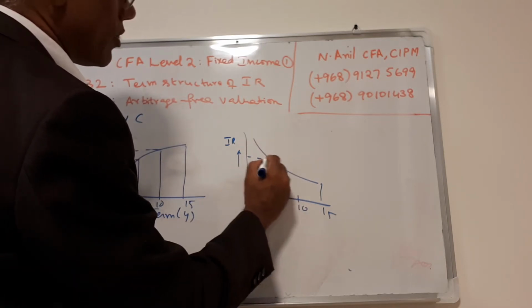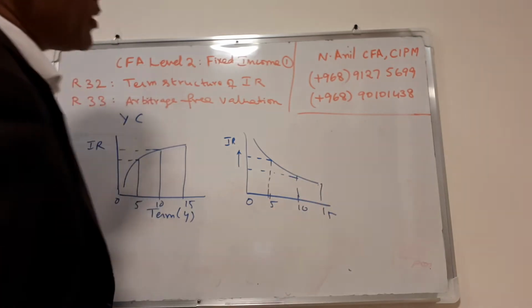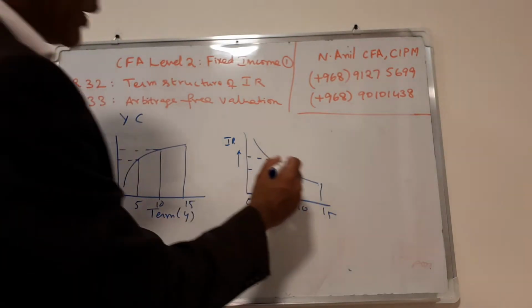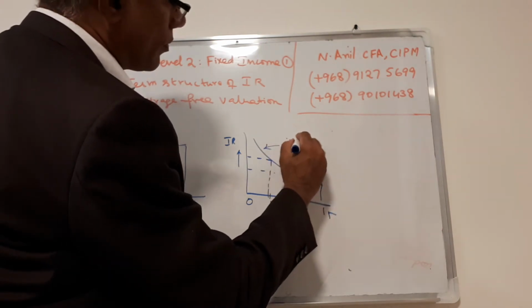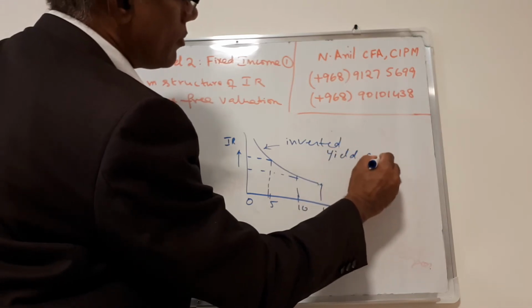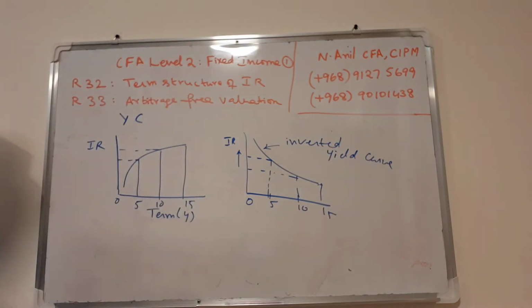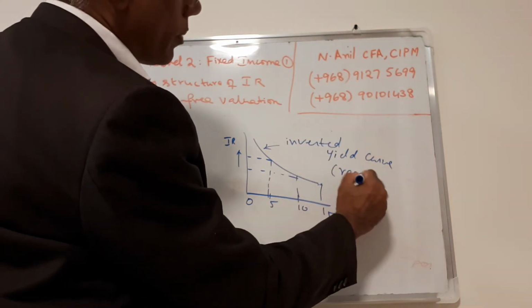So the rates at shorter term are higher than the rates at the longer term. This is called an inverted yield curve. This happens when economic activity is expected to slow down or contract, during a recession, for example.